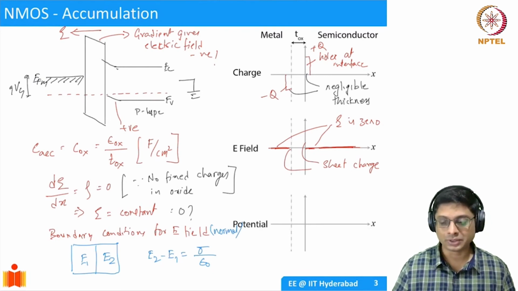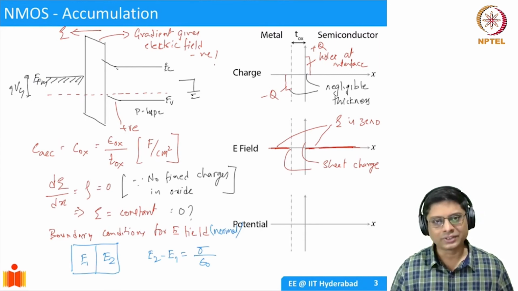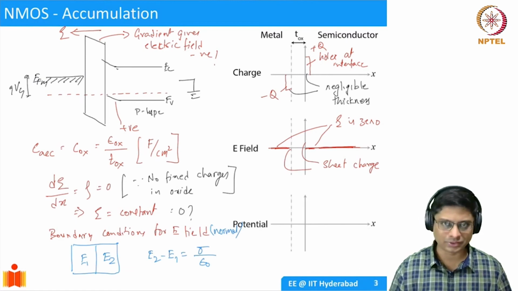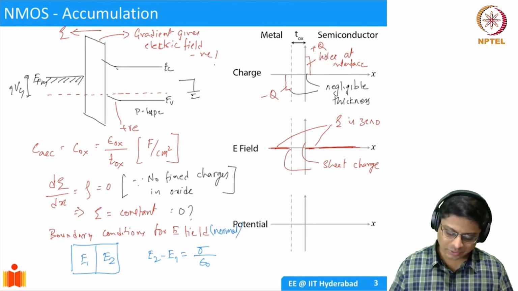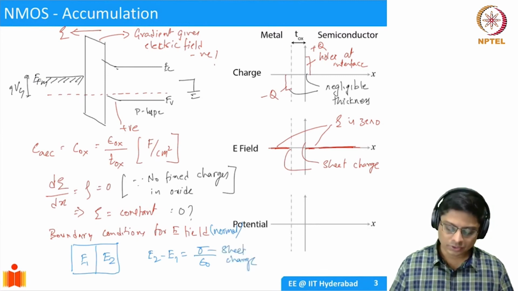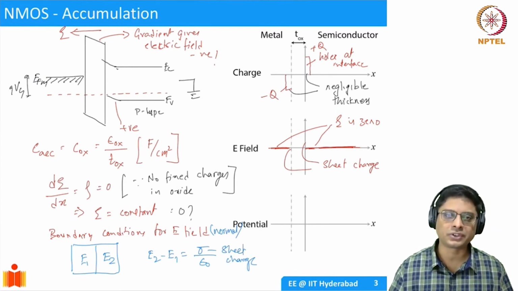So we can prove this based on Gauss law, okay? Gauss theorem. If you take a Gaussian pillbox and then look at how the electric field is, only on the top and the bottom faces of the cylinder you can have non-zero contribution of flux. So that will give you this, okay? So essentially, this discontinuity in the electric field is sheet charge, okay? So because of that, E field cannot be 0 in the oxide, but it has to be a constant.